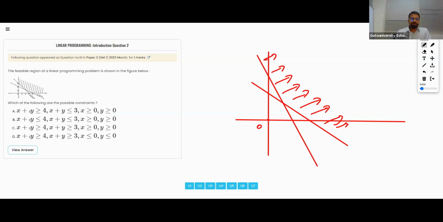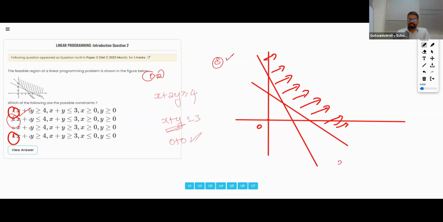For example, x plus 2y is greater than or equal to 4, and x plus y less than or equal to 3. I'll just consider the second one. If I put 0 and 0, it is not a part of the solution. That's why I can eliminate option A as well, just like I eliminated option D. Coming to the second option B, if I substitute 0, 0, it is satisfying the first equation, so this cannot be the answer. So the answer must be C only.